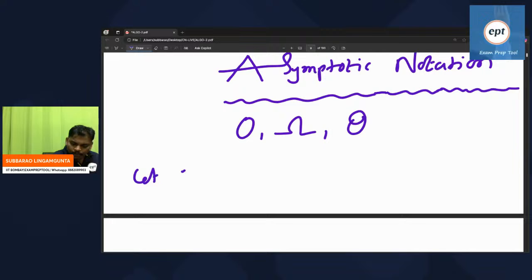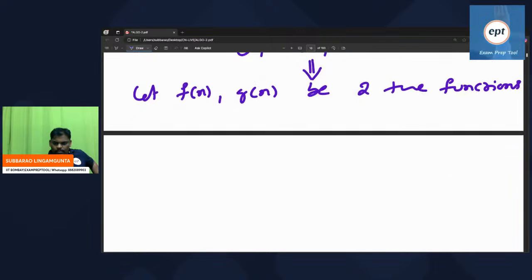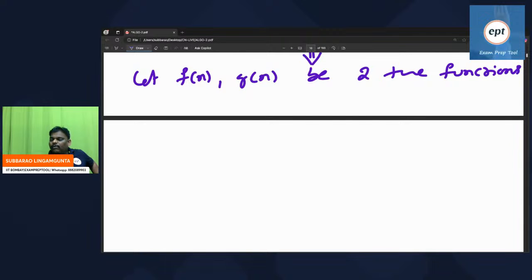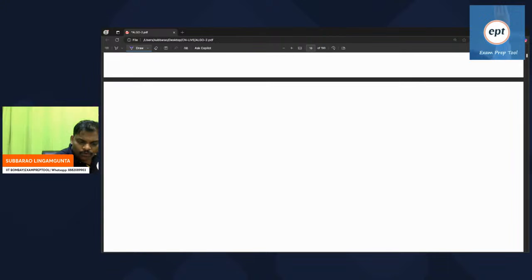Let f of n, comma, g of n be two positive functions. Okay, fine. So we'll discuss further. This is the major line, two positive functions. We are discussing positive functions only. Now let's write the big O notation.